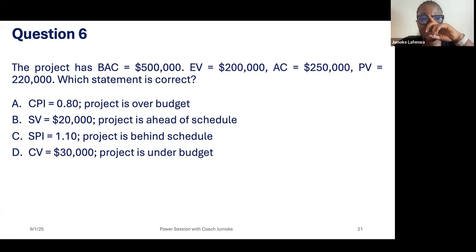For you to be able to determine this, you need to know whether this CPI is correct, whether this SPI is correct, whether the schedule variance is correct, and whether the cost variance is correct. That is the only time you will be able to determine which is the answer. I don't want you to guess. You remember the formula?